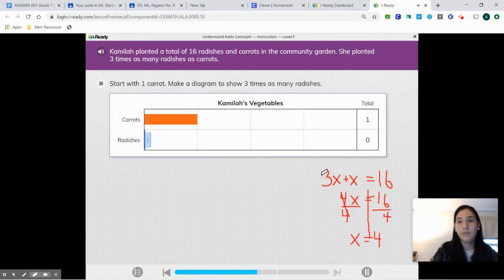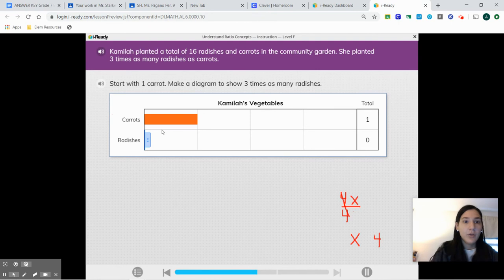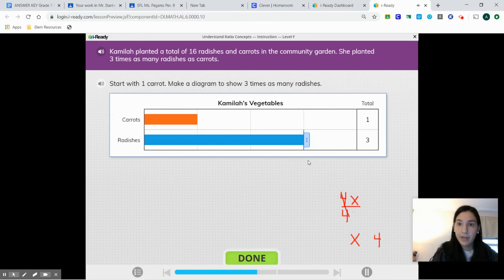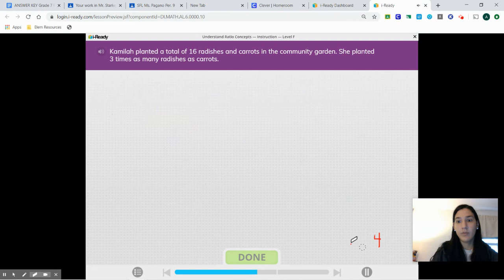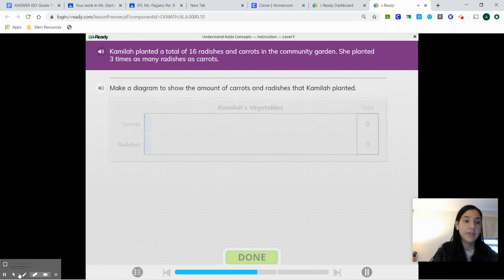Start with 1 carrot. Make a diagram to show 3 times as many radishes. Okay, so we have 1 carrot. We want 3 times as many, so 1 times 3 would be 3 radishes. 1 carrot plus 3 radishes is only 4 vegetables. Keep going until you have a total of 16 vegetables. Okay, and we know that we just figured that out.